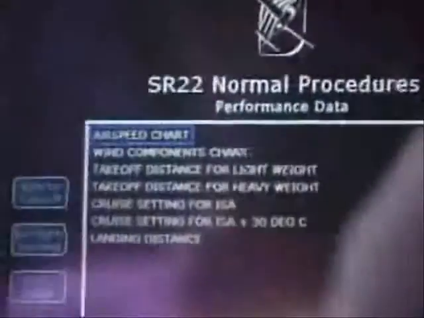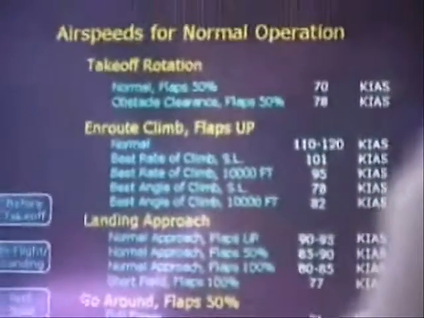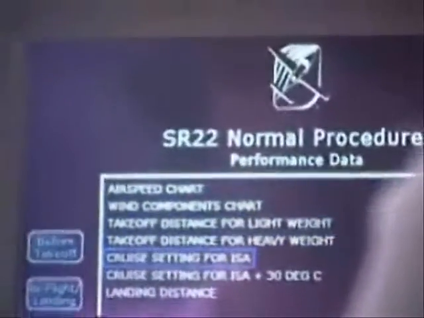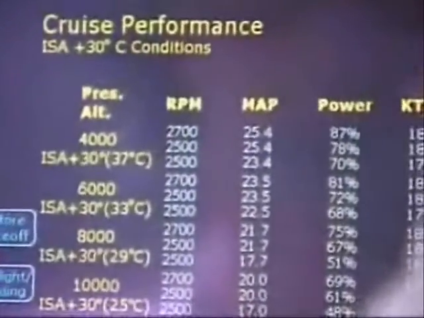It also does performance data. So if you forgot what your airspeed charts were, you just pull up airspeed charts. You can go back. You also have your cruise settings, depending on what information you're trying to get. It has all that performance data in there as well.